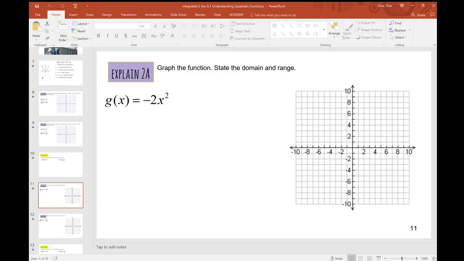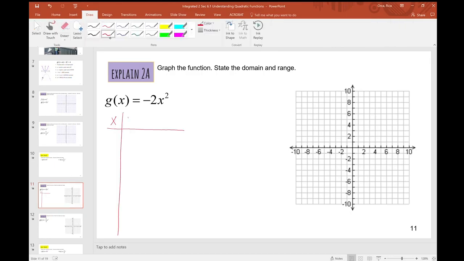We have g of x equals negative 2x squared. I want to start the problem by making a table. Y equals negative 2x squared. And I want to include my third column because that's where I'm going to write out my points. For my x values, I want to use negative 2, negative 1, 0, 1, 2.